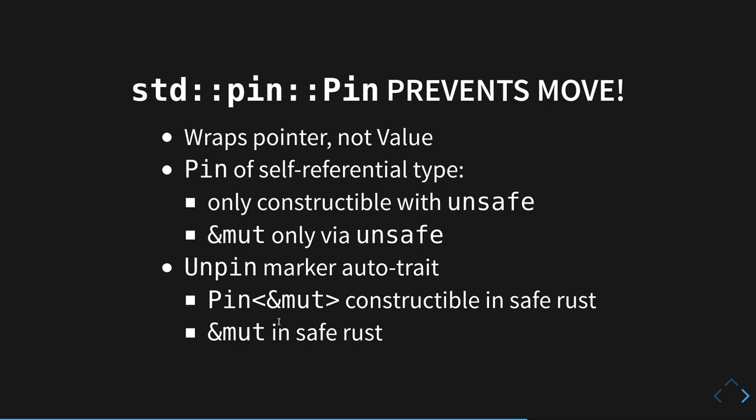Meaning, if you really want self-referential types, you can have them using unsafe, and all the users never get the type directly, but only a pinned pointer to the type, or in this case, a pinned mutable borrow of the type, meaning they can just work with it normally without endangering the safety guarantees of the language. But if they want to work with it, they can use unsafe code.